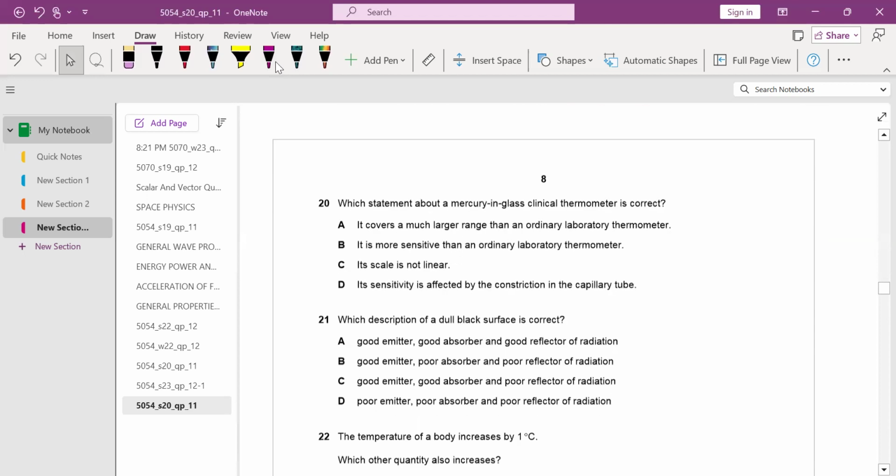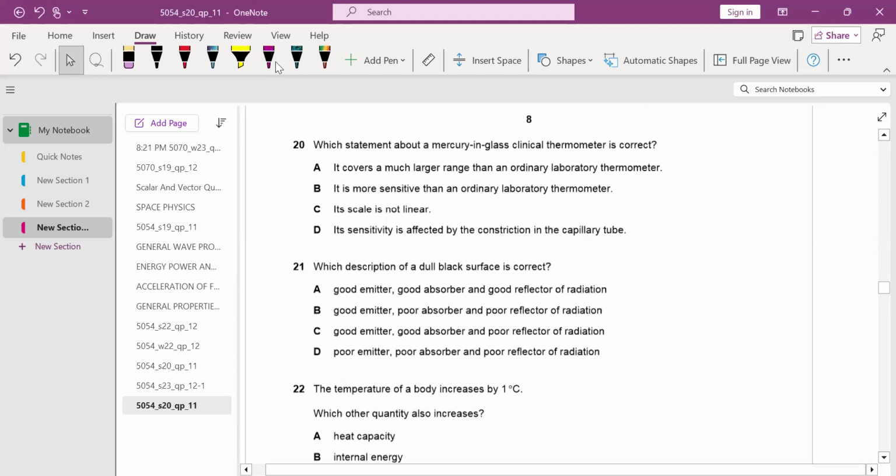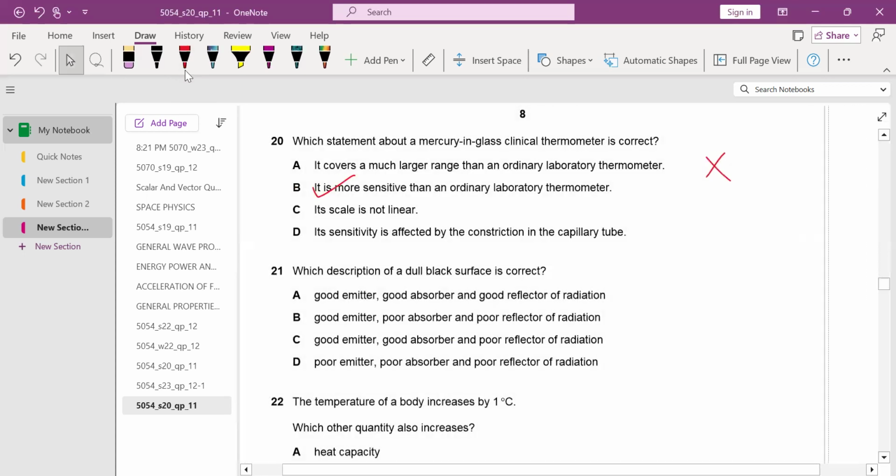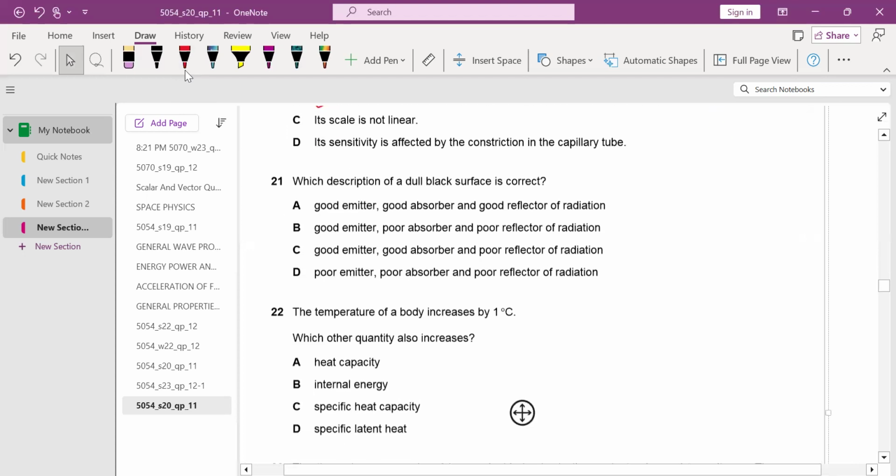Question number 20. Which statement about a mercury in glass clinical thermometer is correct? It covers a much larger range than an ordinary laboratory thermometer. No. It is more sensitive than an ordinary laboratory thermometer. Yes, option B is correct for question number 20. Question number 21. Which description of a dull black surface is correct?